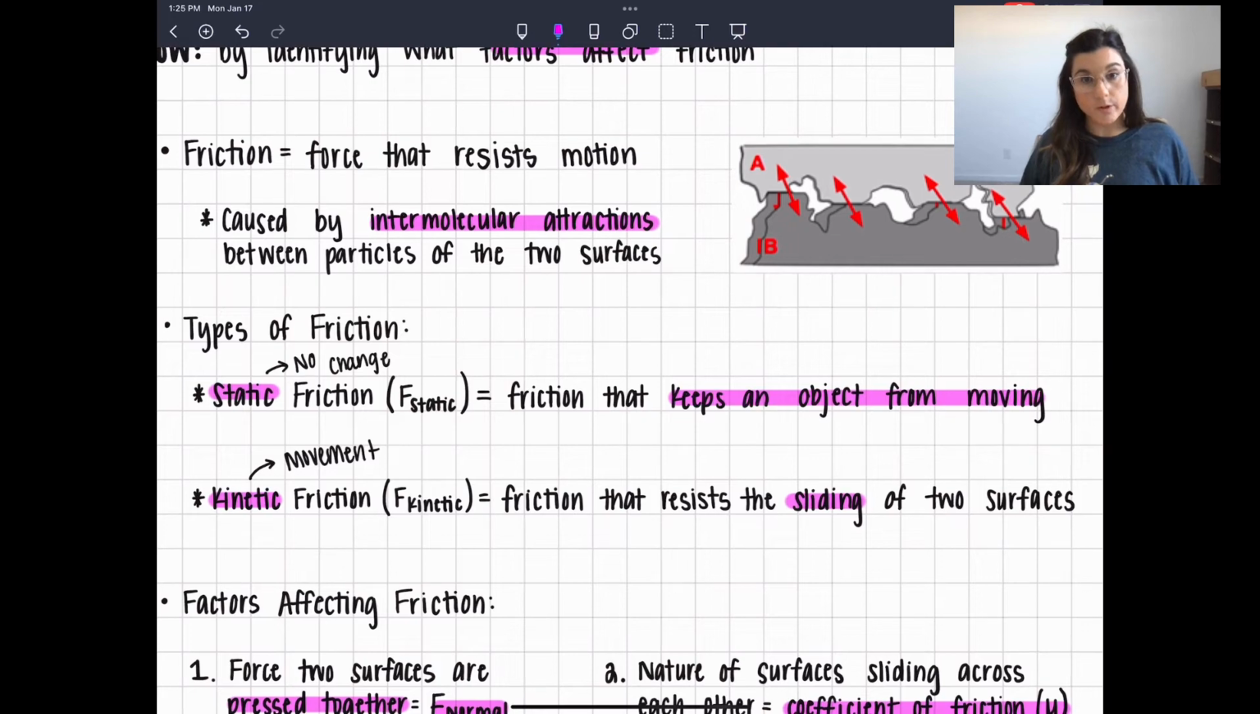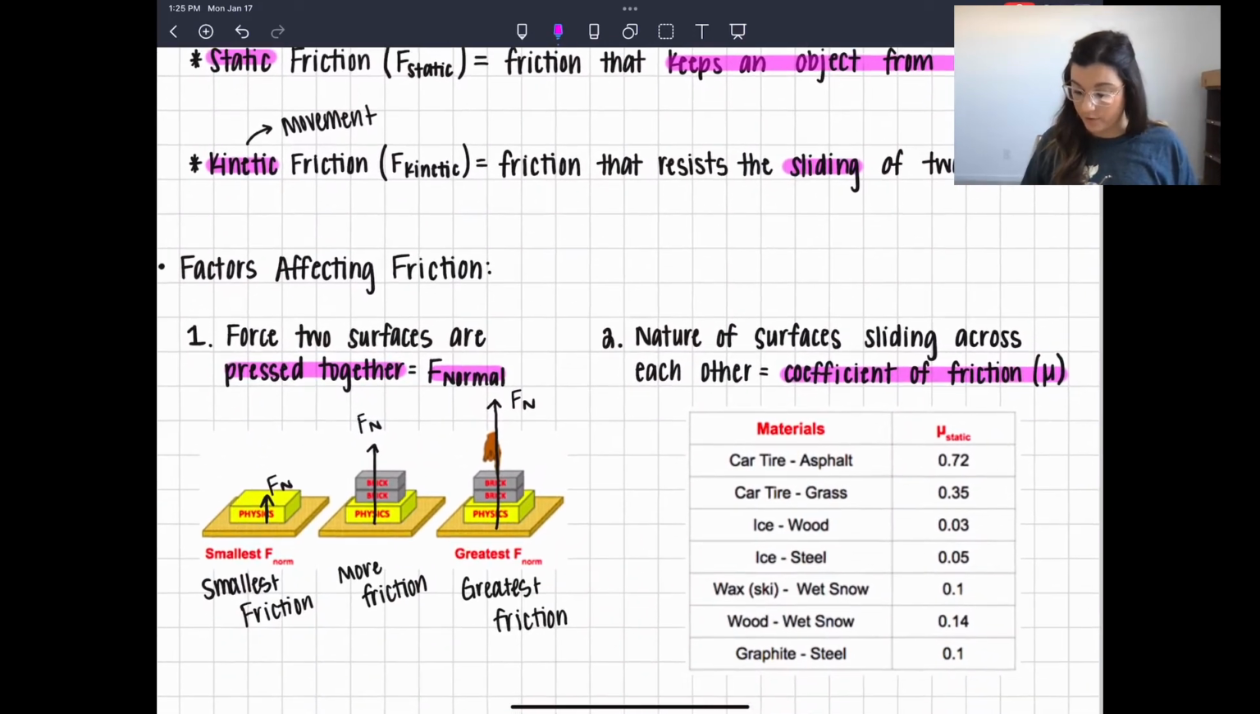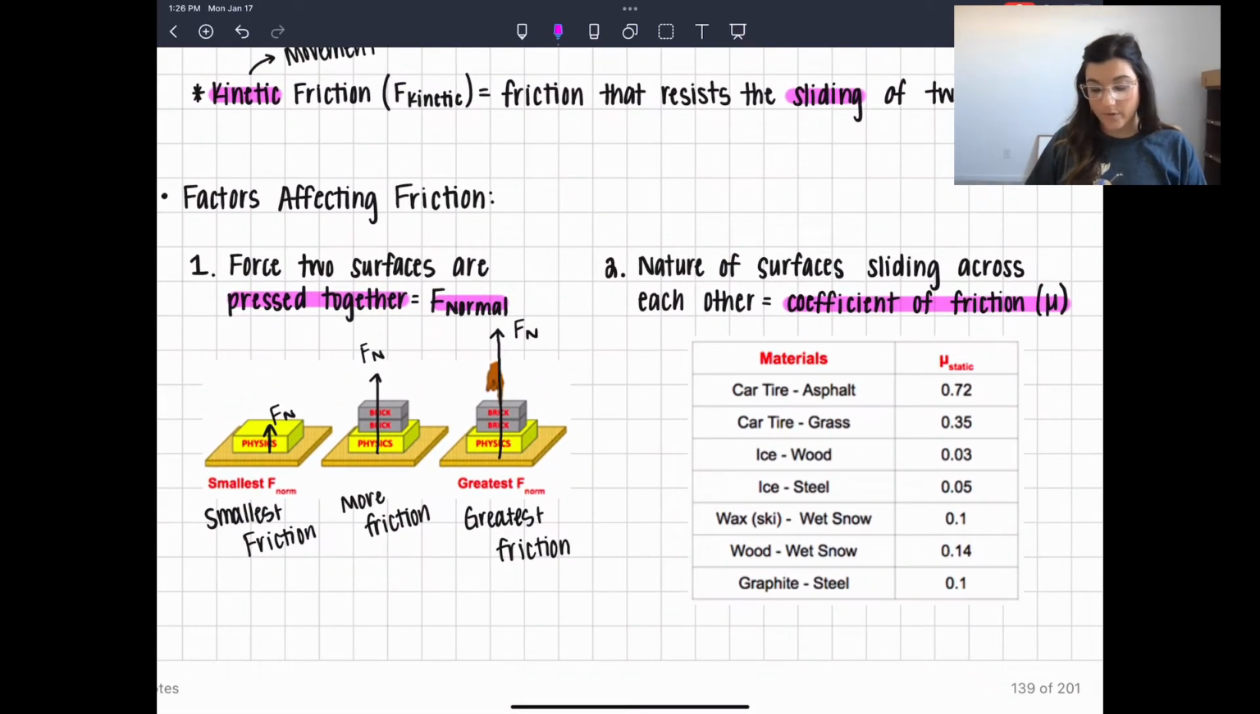Versus if they were smoother, there's going to be a smaller coefficient of friction. So this table that we've got right here is just a table of example values for the coefficient of friction. A car tire and asphalt experience a pretty high coefficient of friction together, which I guess is good because when you need to brake and stop, that's definitely a very necessary force. Friction is a very necessary force.